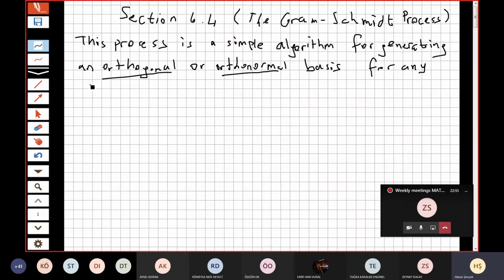For any subspace of the vector space Rn, or directly by using this process, we can generate an orthogonal or orthonormal basis for the vector space Rn generally. So it is explained in a theorem.